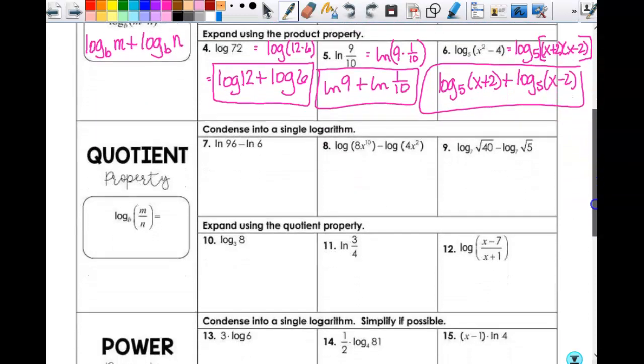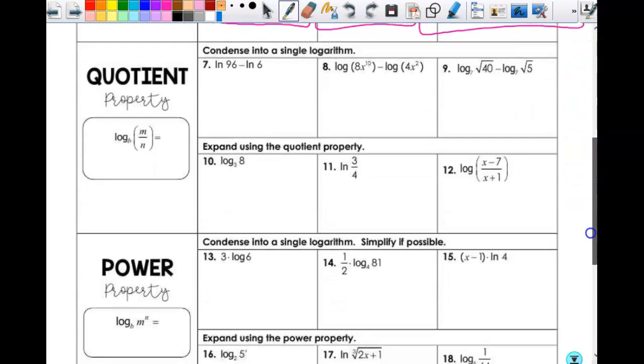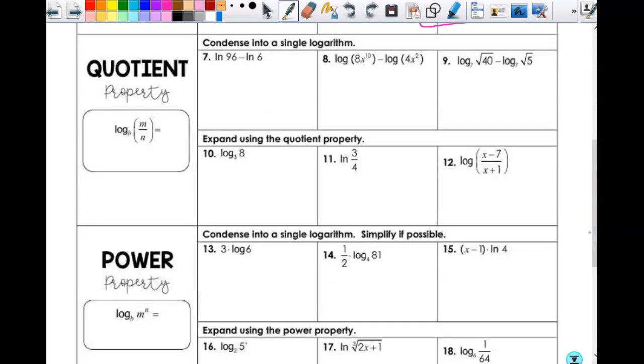So that is the product property. Let's talk about the quotient property. So now we're dividing. So if I have the log of some base of two things being divided, well, when I multiplied, I added, what do you think I do here? Subtract. Log base b of m minus log base b of n.